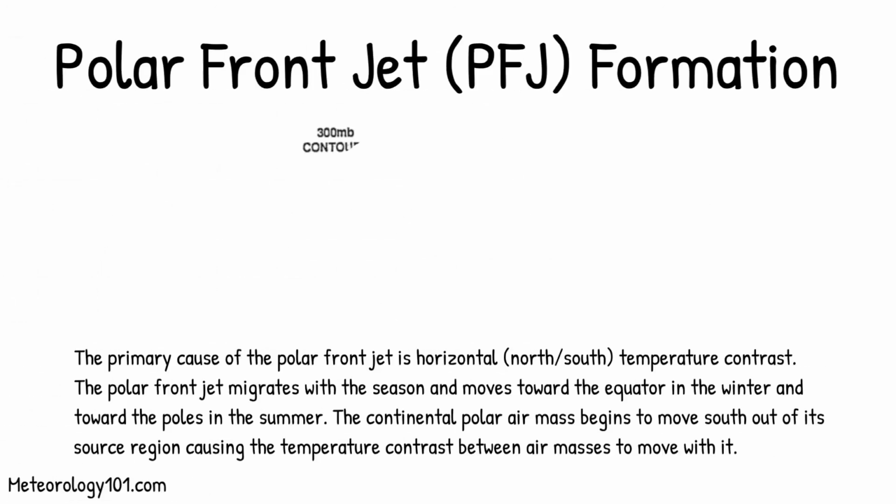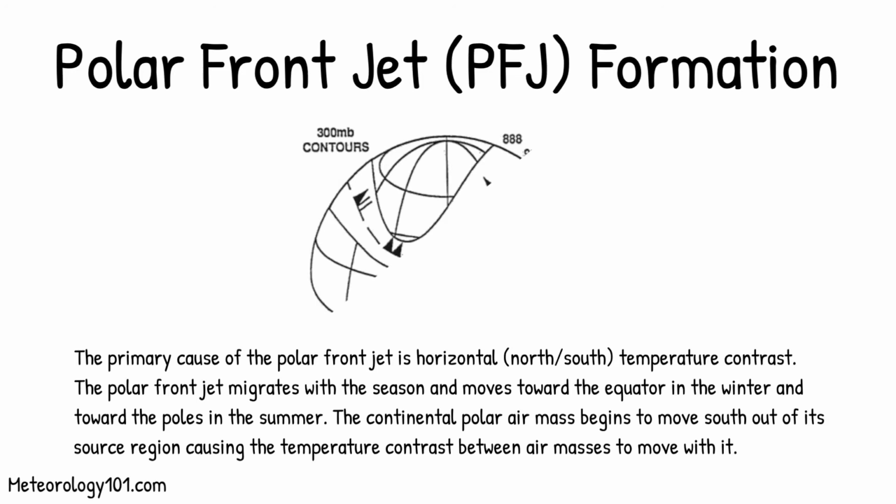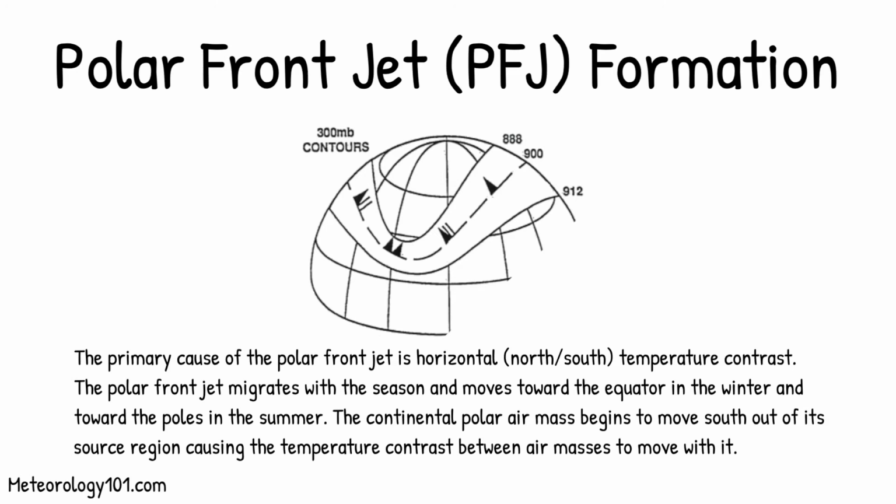The primary cause of the polar front jet is the horizontal north-south temperature contrast. The polar front jet migrates with the season, and moves toward the equator in the winter and toward the poles in the summer. The continental polar air mass begins to move south out of its source region, causing the temperature contrast between air masses to move with it.